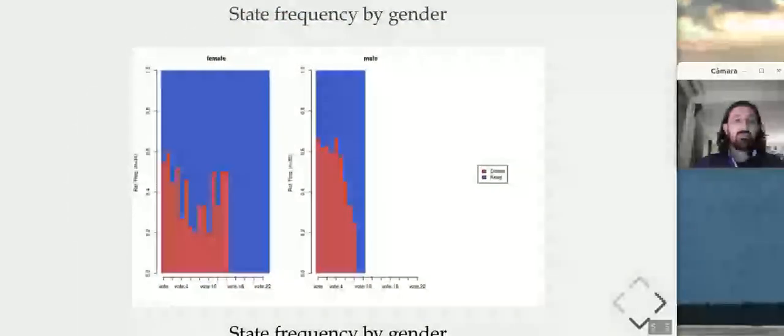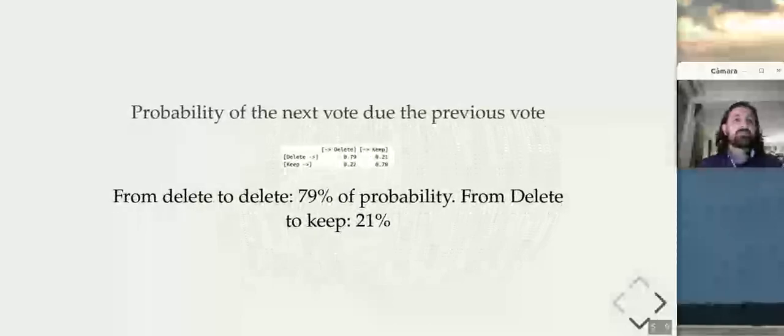If we see the same graphic but divided by gender, we see a difference in the length of the debates, and the pattern is more or less the same for both male and female. The longer the debate, the more often the votes go for keep, to maintain the biographies.